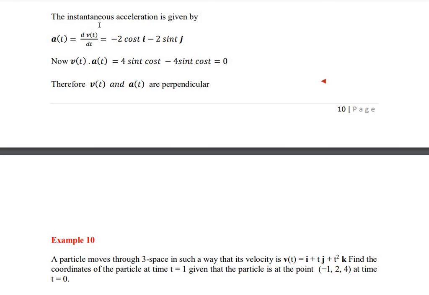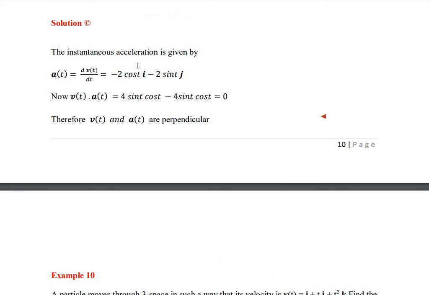Next one, the instantaneous acceleration is given by a(t) = derivative of v(t) with respect to t, so that's equal to 2 cos t i cap − 2 sin t j cap. We want to show that vector v and vector a are perpendicular. So you take the dot product, you will get 0, so therefore they are perpendicular.